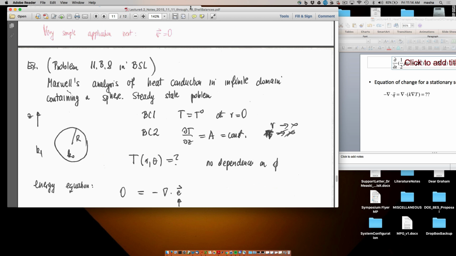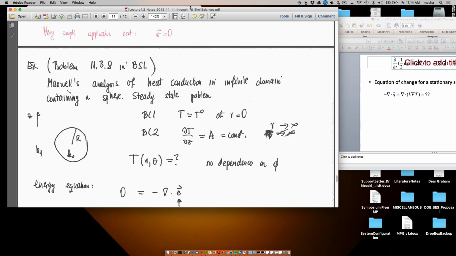So basically, I have the following boundary conditions. I have a sphere in an infinite domain, and that sphere is of a slightly different material than the rest of the domain. The thermal conductivity of the sphere is K0, and the rest of the domain is K1.